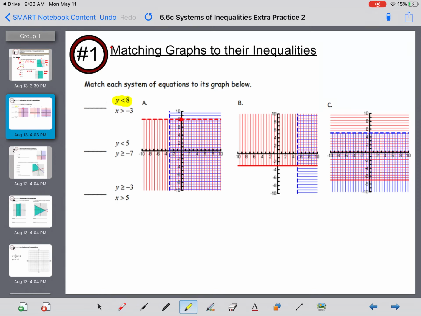For number 1, we are going to do the same thing. We have y is less than 8. So I'm looking for a horizontal line running left and right through the value of 8. And I see that in the very first graph, right there. And the shading for the red is below. And again, we have x is greater than negative 3. Well, negative 3 is right here, and they're shading to the right, just like in the warm-up. So, your first system of inequalities is A.